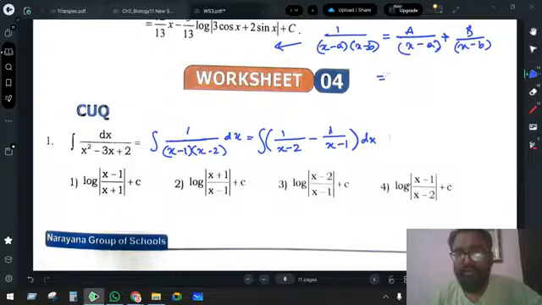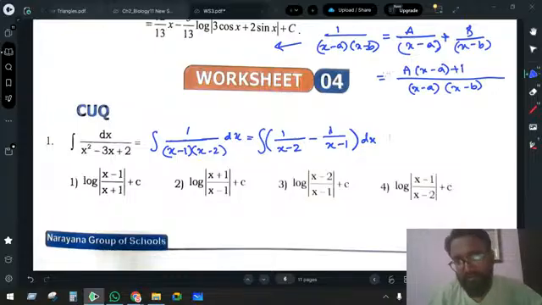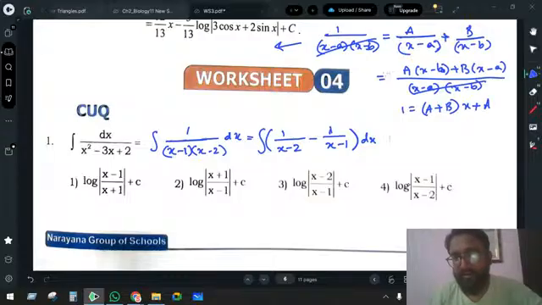And then after that, you have to write the LCM. It is x minus a into x minus b. And it is a into x minus a plus b into x minus b plus b into x minus a. Then these two denominators get cancelled. And 1 is equals to, you have to take x common, it is a plus b and x, and it is plus ab plus ba.